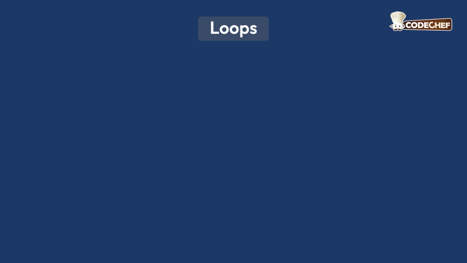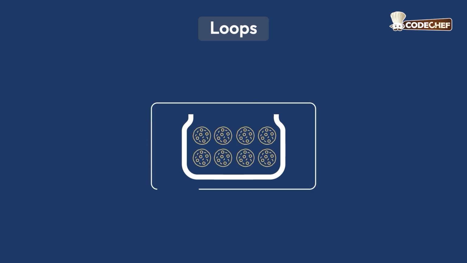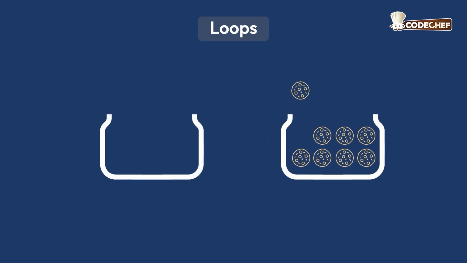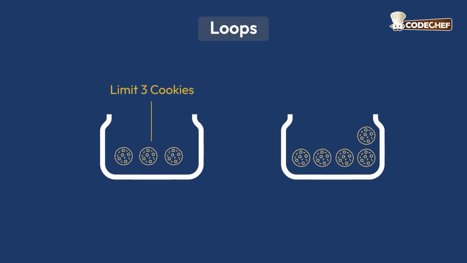Let's start with a simple example. Imagine you have a jar of cookies and you decide to eat not more than 3 cookies. Every time you eat a cookie, you keep track of the count. This process repeats until you have eaten 3 cookies and then you stop. Now let's solve the scenario using a while loop.